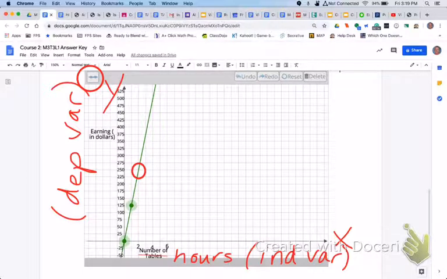The number of hours was going to be your independent variable labeled on your x-axis, and then your dependent variable was going to be the amount of money that he earned with his photography. Again, remember, that's the dependent variable because that is going to be dependent on the number of hours that he is working.